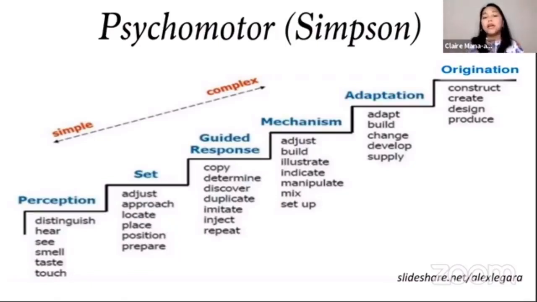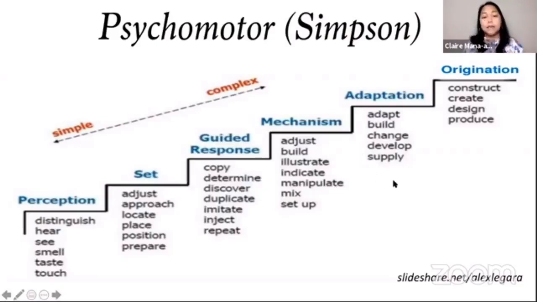Now, for the 4th step that you have here, mechanism, you adjust, you build, you illustrate, you can already manipulate, and most importantly, you can already mix and set up. Okay, so you can already mix the different skills that you have. Say in your guided response kanina, marunong ka lamang mag-dribble. Naka-learn ka na kung paano mag-dribble ng bola. Sa mechanism mo, you're able to perform different skills already. Marunong ka mag-dribble, marunong ka na mag-layup. Okay, so you can already mix a lot of different skills. You can already set different skills up. Okay, so that's mechanism.